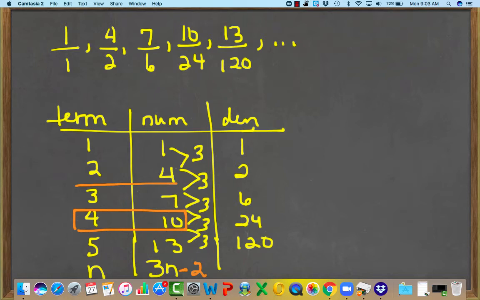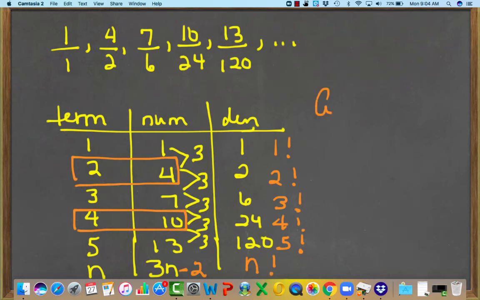Now, for the denominator, look at your numbers. 1, 2, 6, 24, 120. Those are my factorial numbers. There's 1 factorial, 2 factorial, 3 factorial, and so on. So it looks like we have, for our denominators, n factorial. So my formula for a sub n is going to be 3n minus 2 over n factorial.